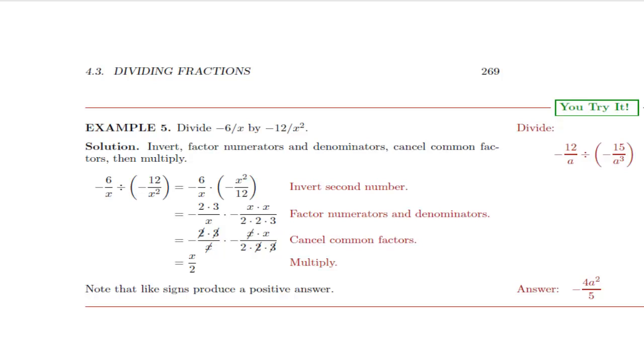Canceling the common factors, a 2 cancels, a 3 cancels, and x cancels. We're left with negative 1 over 1 in the first fraction, which is just negative 1, and x over 2 in the second fraction. Negative 1 times a negative x over 2 is just a positive x over 2. Since they have like signs, the result is positive.